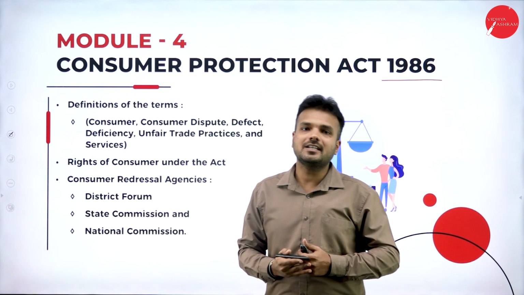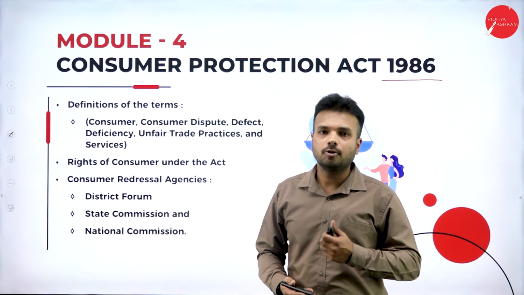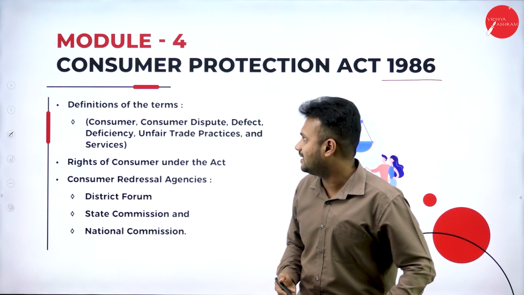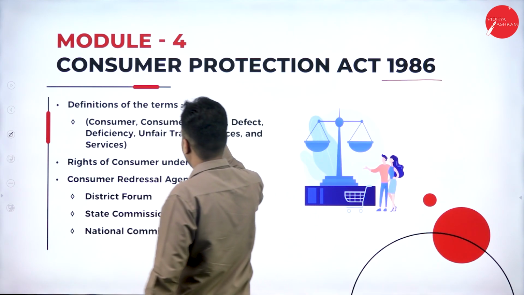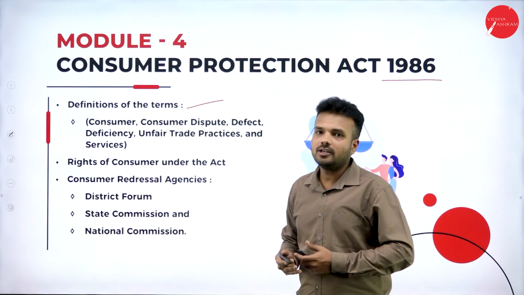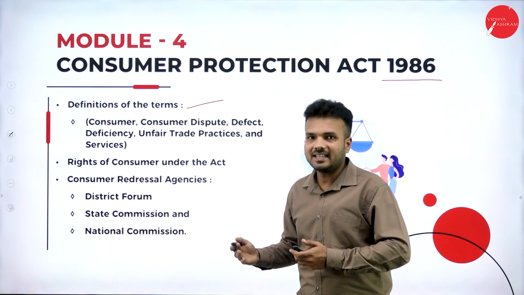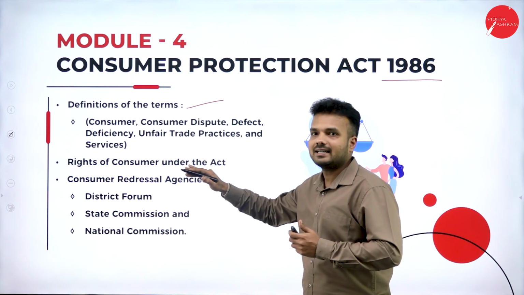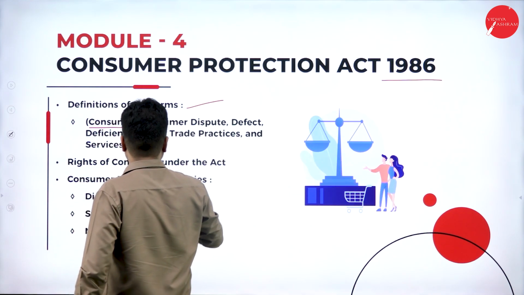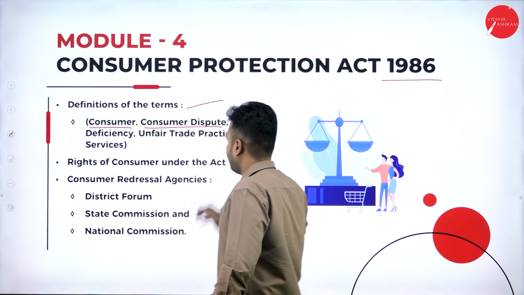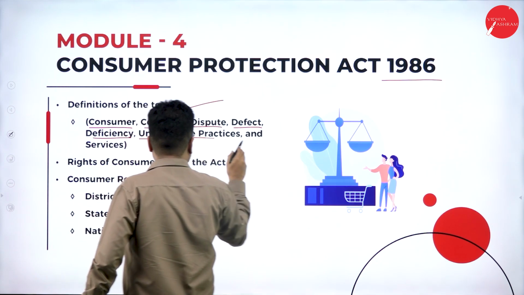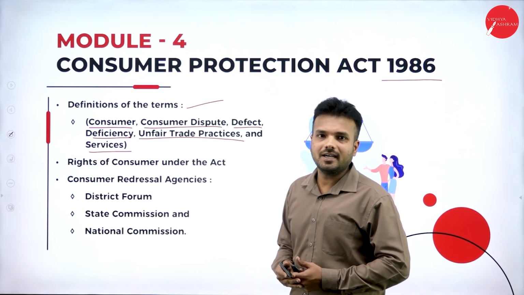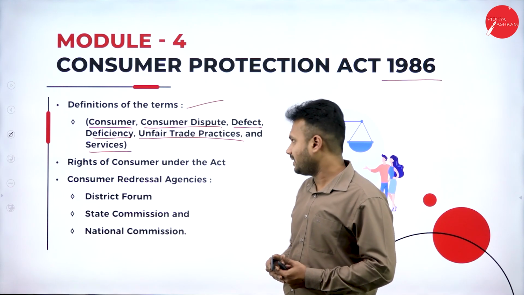As the name itself says, this act is introduced to protect the consumer from the cheating and harassment that is made by the seller. Right? So, definition of terms. Here we are going with the definitions of different terminologies from which we can expect 2 marks questions for the final exam. Consumer, consumer dispute, defect, deficiency, unfair trade practice, and services. So, these are the important definitions that are included in the Consumer Protection Act 1986.